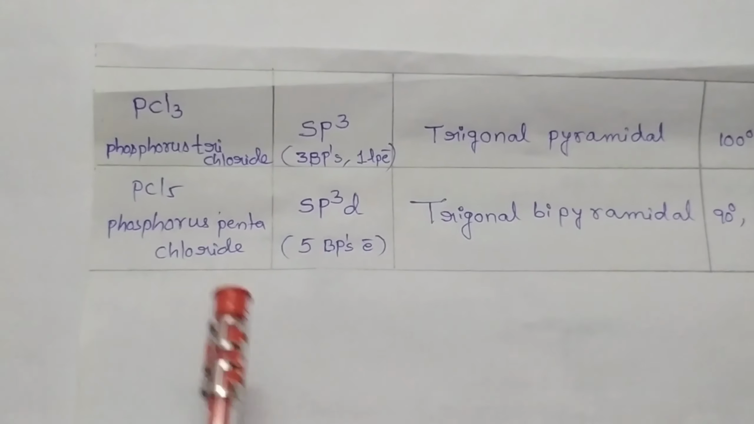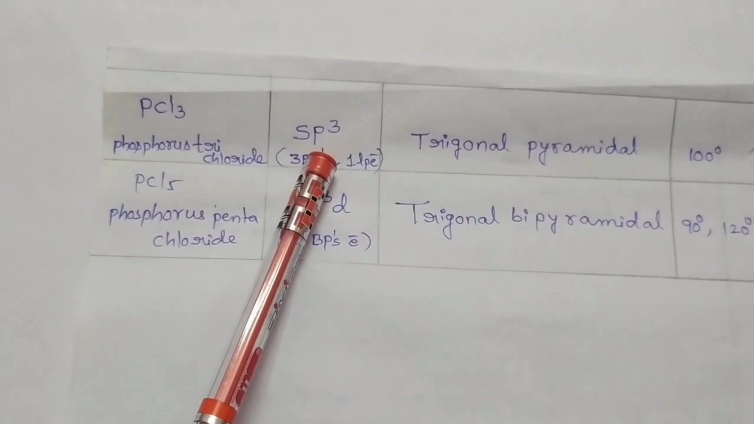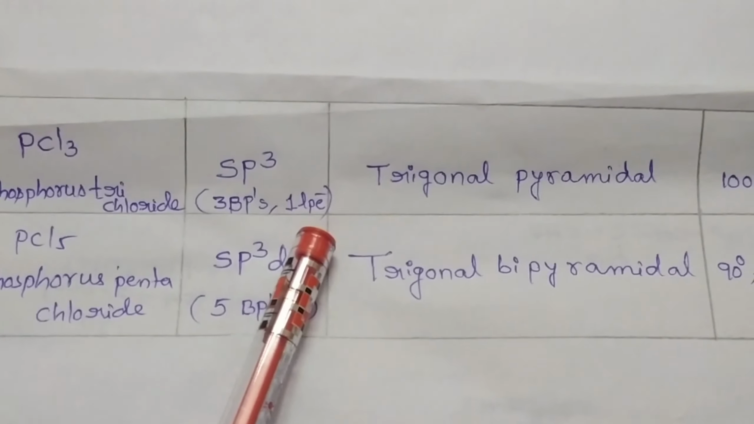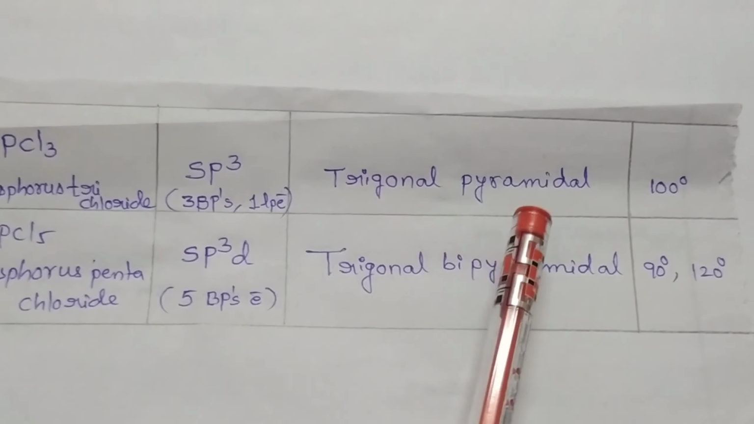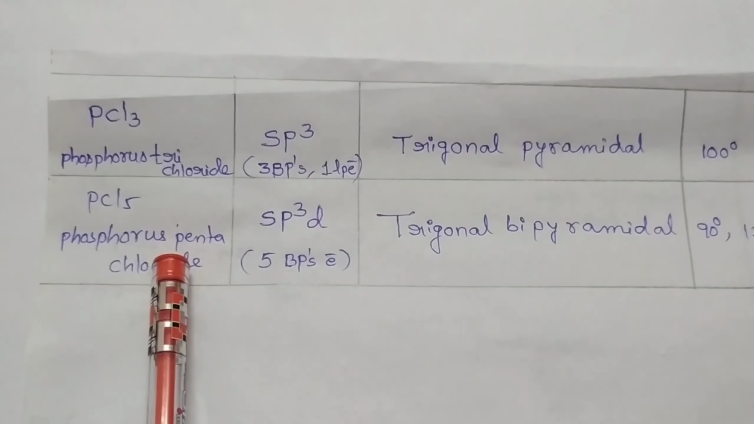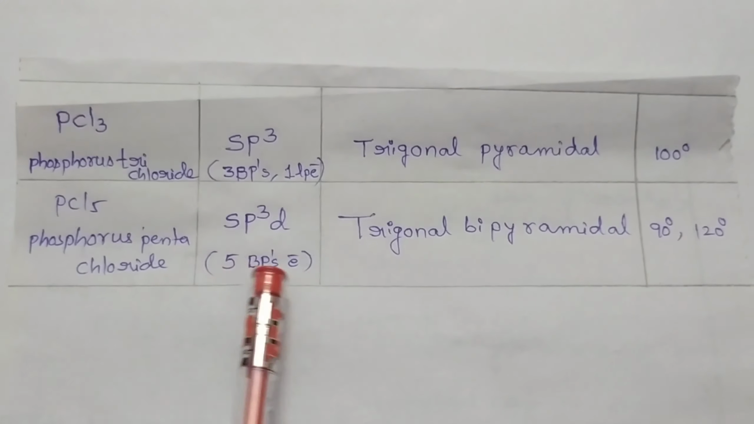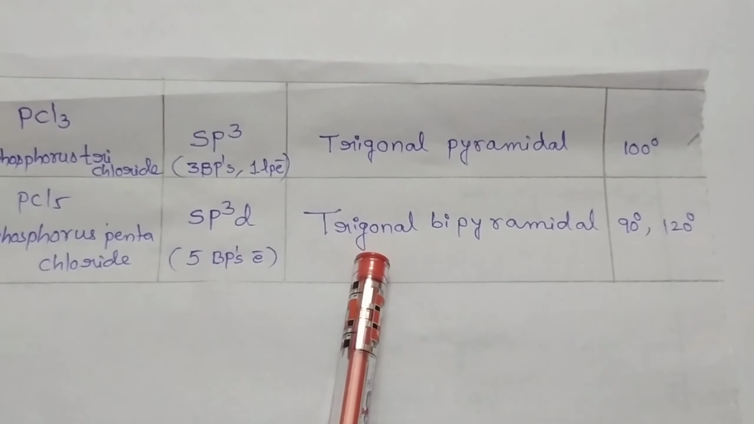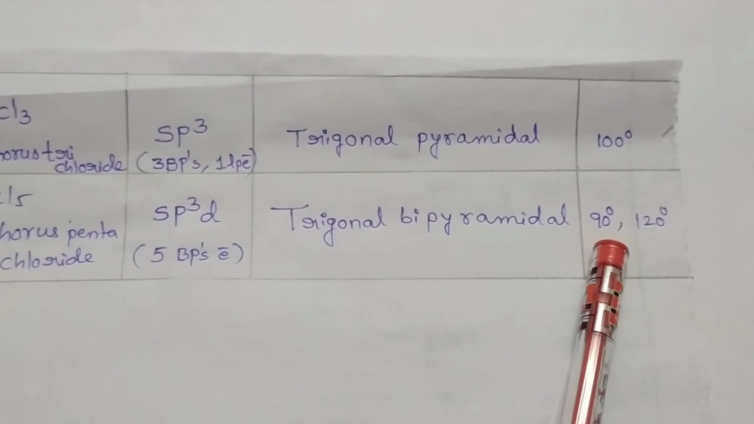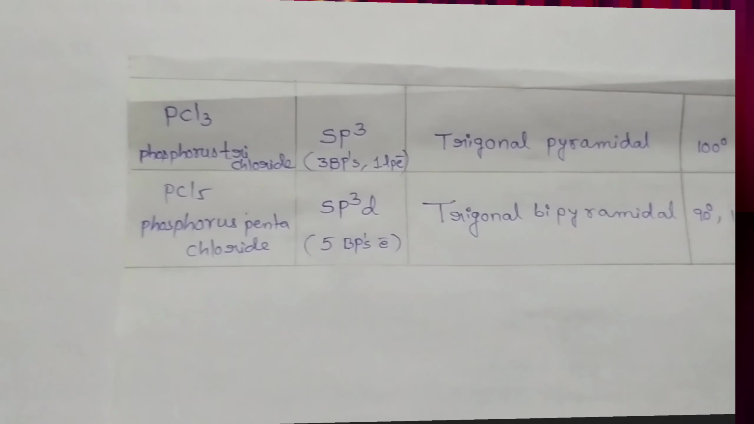Final conclusion about the structures. Phosphorus trichloride: sp3 hybridization with 3 bond pairs of electrons and 1 lone pair of electrons, trigonal pyramidal shape with a bond angle of 100 degrees. Phosphorus pentachloride: sp3d hybridization with 5 bond pairs of electrons, trigonal bipyramidal shape with bond angles of 90 degrees and 120 degrees respectively. Thank you for watching this video.